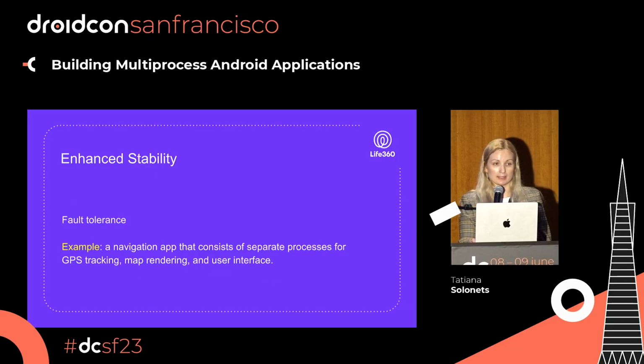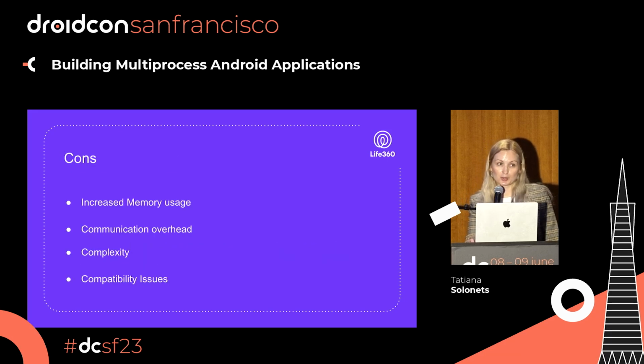And the last one is enhanced stability. Imagine you have hundreds of engineers working on new features every single day, and you have your backbone technology working in a separate process that will never be interrupted by any crashes or issues in the main application process. So that's definitely a big benefit. Let's go to the cons.